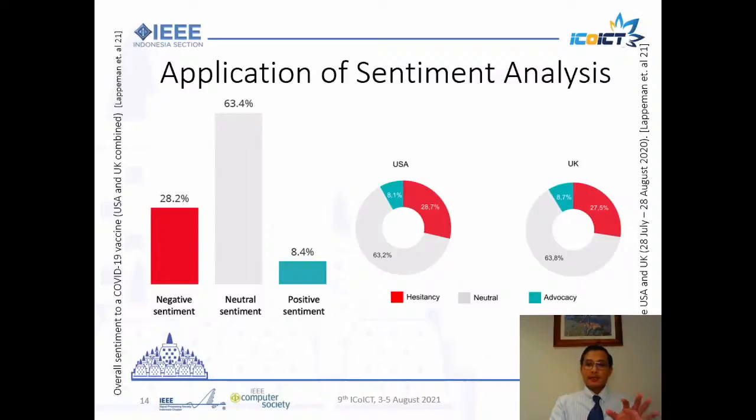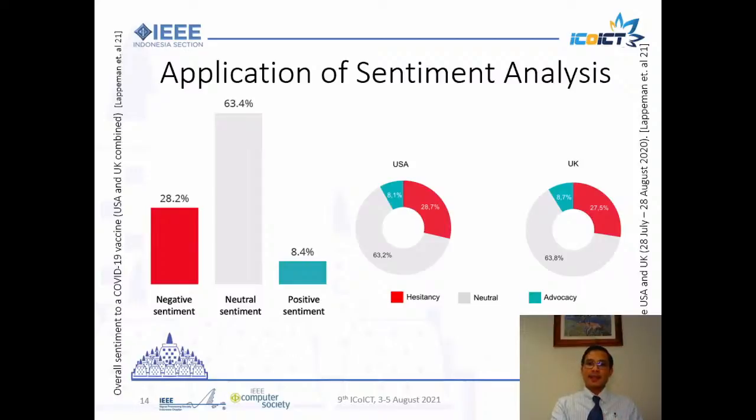This is a very simple, very basic sentiment analysis, where you are only doing positive or negative things, polarity. So as you can see here, these are the overall sentiments of COVID-19 in USA and UK combined. It's a recent paper from 2021. You can see here we have negative sentiments about 28%. We have the neutral, and we have positive sentiment.